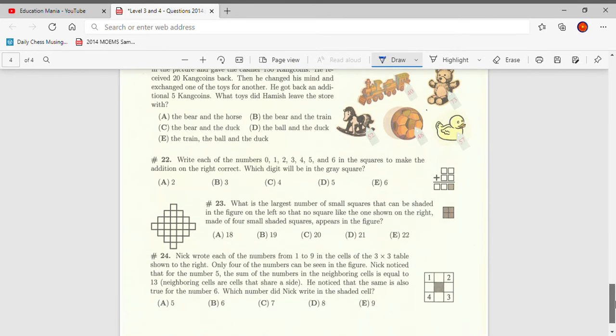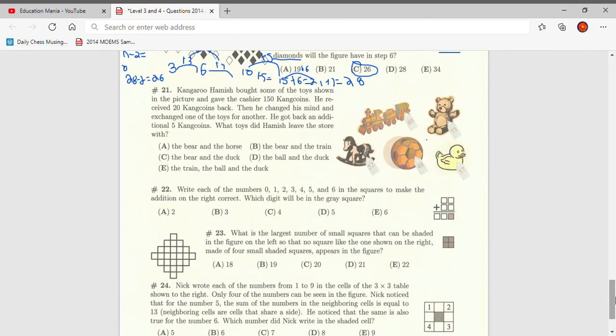Number 21. Kangaroo Hamish bought some of the toys shown in the picture and gave the cashier 150 king coins. He received 20 king coins back. Then he changed his mind and exchanged one of the toys for another. He got an additional 5 king coins. What toy did Hamish leave the store with? When it asks what toys Hamish left the store with, we can replace this and say what toys did Hamish buy in the end.